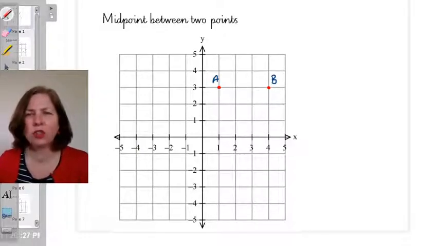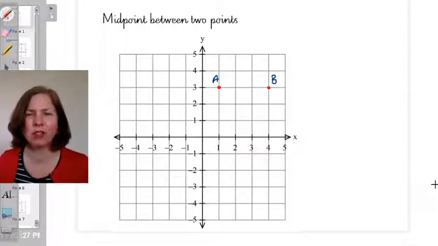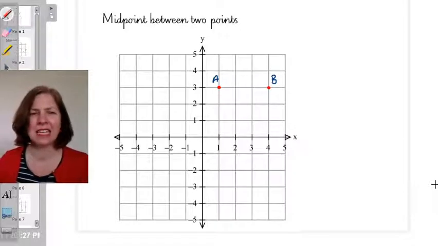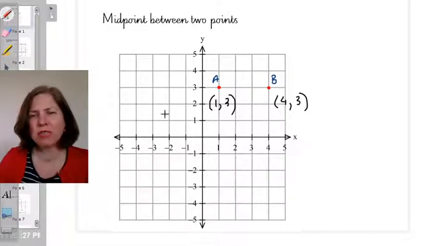Today we're going to look at finding the midpoint between 2 points. And we're going to start with the example you can see in front of you where I've got 2 points A and B. Now I can clearly see that this point A has an x value of 1 and a y value of 3, and B has an x value of 4 and a y value also of 3. So they're both on the same horizontal line. So finding the midpoint between them shouldn't be too difficult.